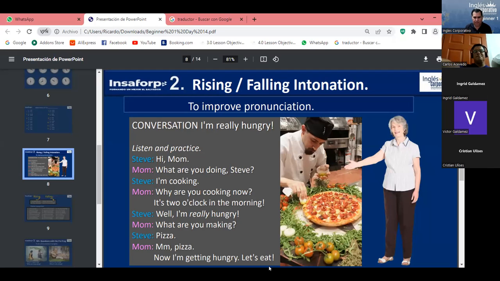Ahora va Victor y Cristian. Okay. Hugo, vamos. Mom. Hugo. Espérame, que creo que se desconectó el internet. Hola. Te toca con Cristian.